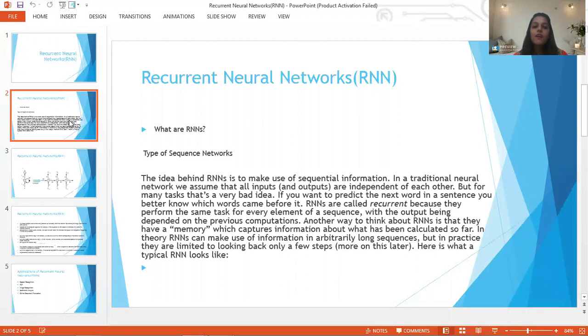So RNN is to make use of sequential information, and in a traditional neural network we assume that all inputs and outputs are independent of each other, right? But for many tasks that's a very bad idea, right? If you want to predict the next word in a sentence, here you can see the Google autofiller. How does the Google autofiller work? The Google autofiller also works with this RNN, right? If you want to search something, you just write the first word and the second one, and different suggestions come up in the Google browser, right?